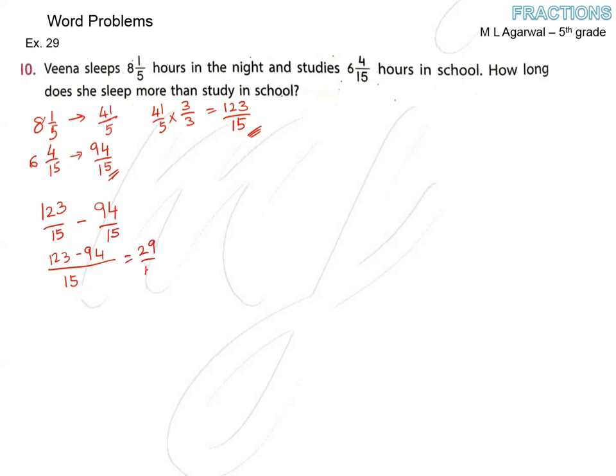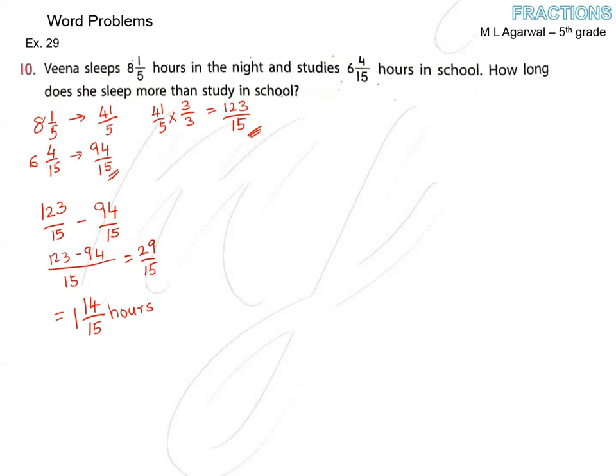Now the question was in mixed fraction. So we also convert this into mixed fraction. So this will become 15 1s are 15 and remaining is 14. So 14 here and 15. This is hours. Now you can still modify this further if you want.